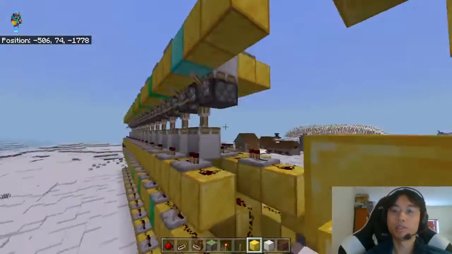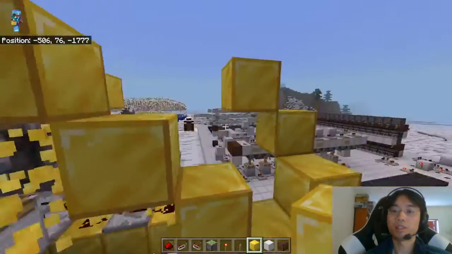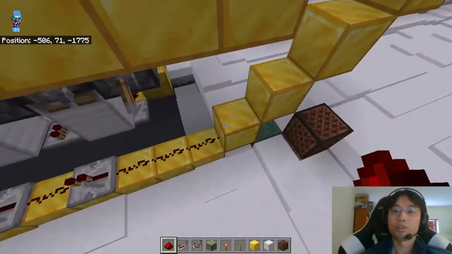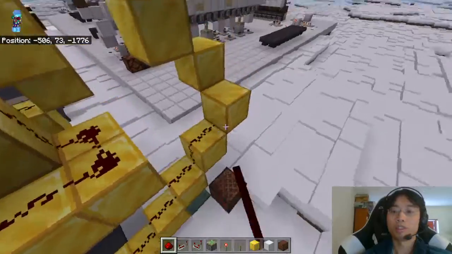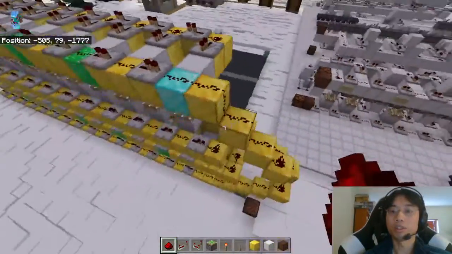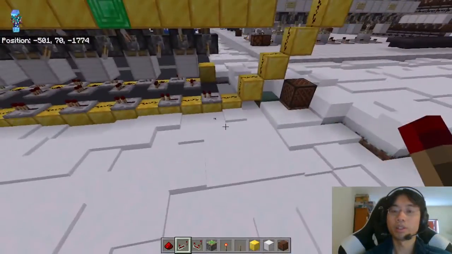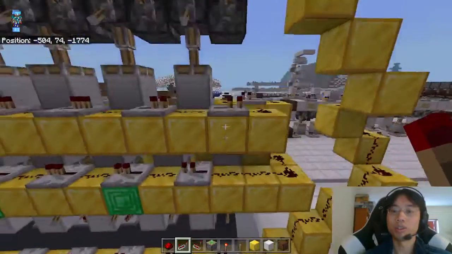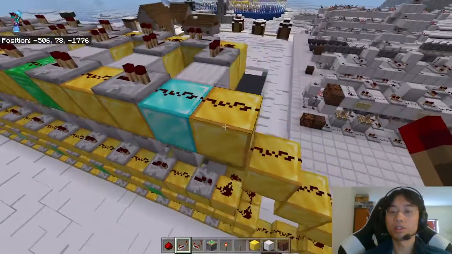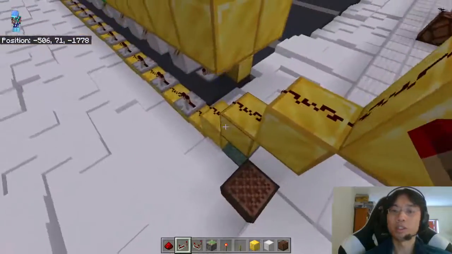Don't need it that far, do we? No. We just come down here. We don't need to go that far. One, two. One, two, three, four, five, six, seven, eight, nine, ten, 11, 12, 13. But we do need an extra one there because that goes to there after one delay. So this is 1, 2, 3, 4, 5, 6, 7, 8, 9, 10, 11, 12.